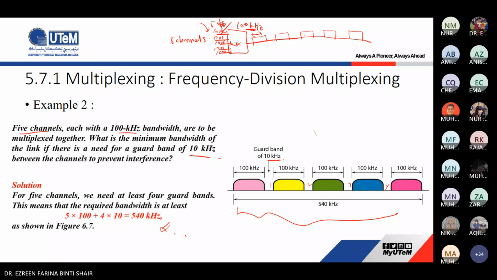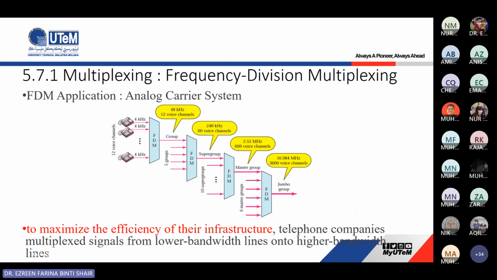Okay, so the next slide. This is just the application of frequency division multiplexing. Okay, so for FDM, you should know that one of the applications is that it is used in analog carrier systems in order to maximize the efficiency of the infrastructure. Okay, so this is just an example.